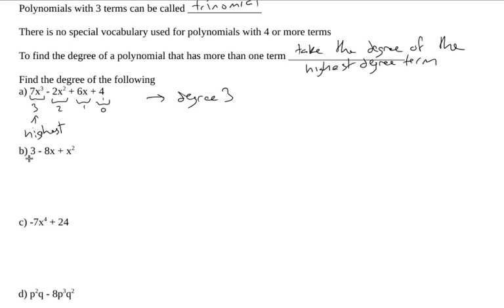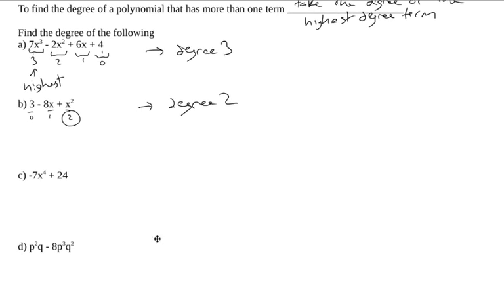This one right here, we have a degree 0, a degree 1, and a degree 2. Since 2 is the highest, that's the one we get here. Similarly with this example, this is a degree 4, this is a degree 0, so the degree 4 wins.